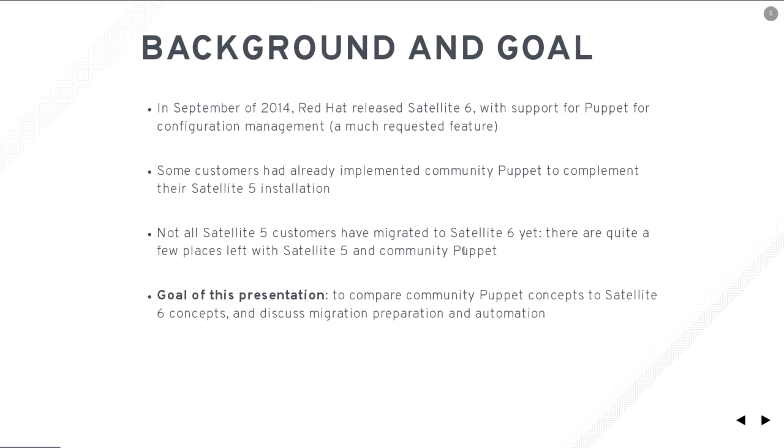So firstly, a bit of background. To set the scene, we thought of a scenario of what we thought people would probably be doing when they're moving to Satellite 6. Most people will still have Satellite 5 deployed. Satellite 6 has now been out since September 2014. There was a configuration management capability within Satellite 5, but I think it's fair to say it was pretty rudimentary, and it wasn't very sophisticated. So one of the many much requested features, when you look at continuous deployment or building everything from scratch, immutable infrastructure, was a more sophisticated configuration management agent, and the state of the art back in 2014 was Puppet, and that was basically baked into Satellite 6.